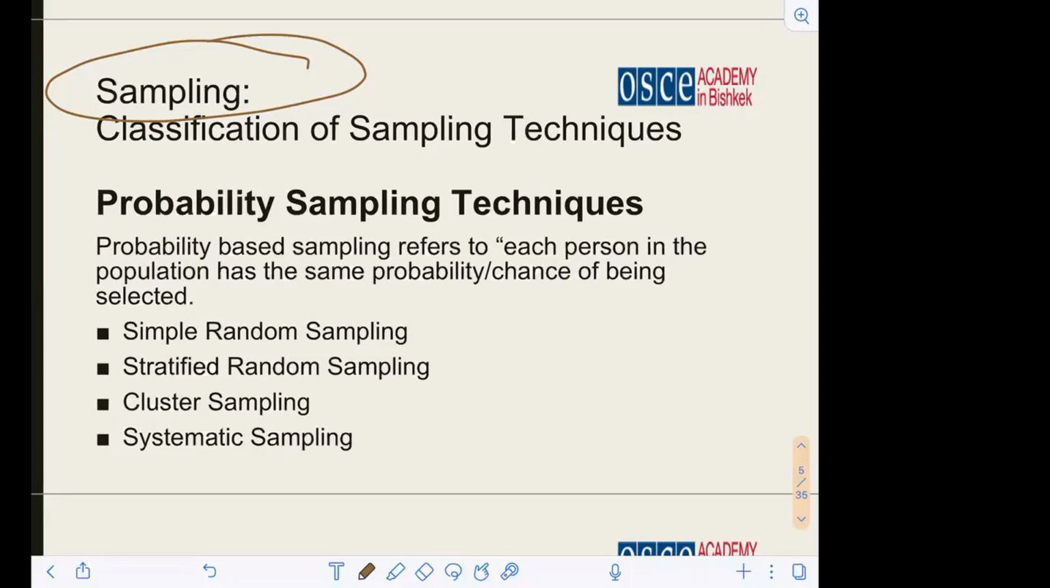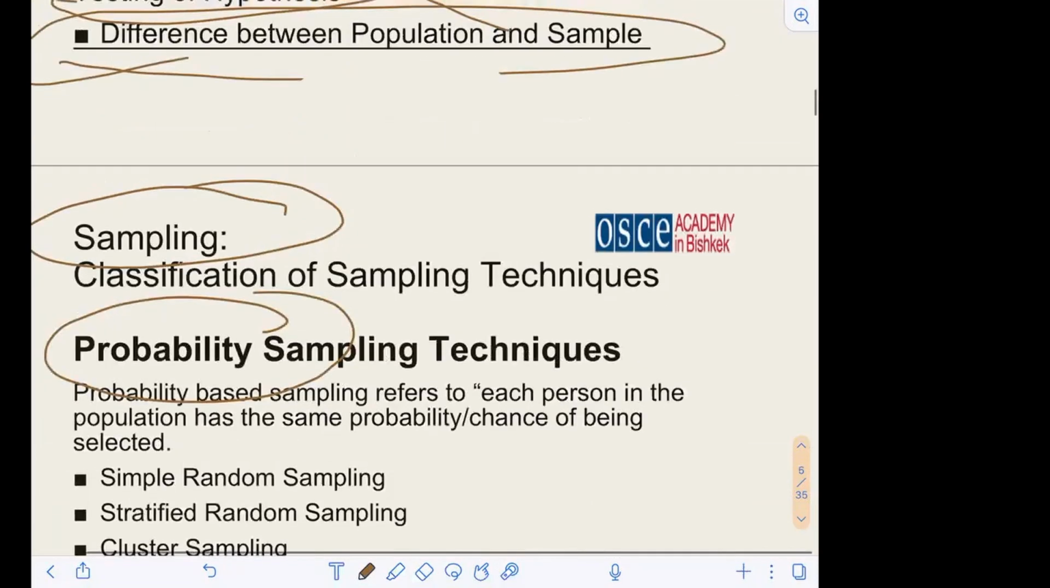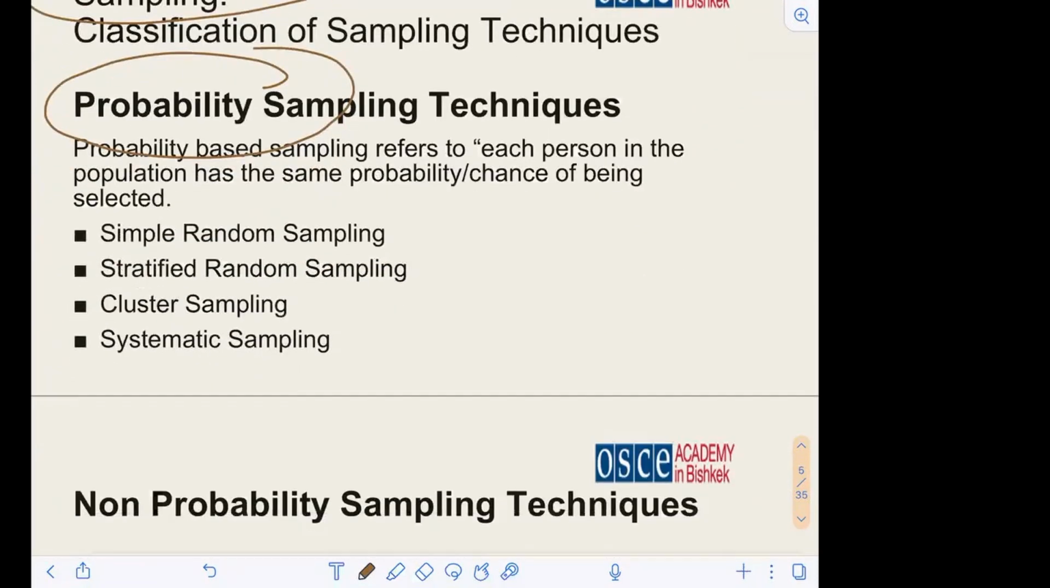Okay, now our next topic is called sampling, classification of sampling techniques. Actually, the words you can see on the screen are probability sampling techniques and non-probability sampling techniques. Okay, what are probability sampling techniques?